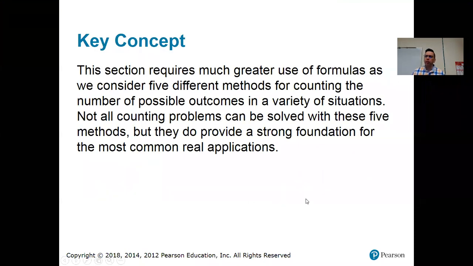This section requires much greater use of formulas as we consider 5 different methods for counting the number of possible outcomes in a variety of situations. And I'm going to revise that a little bit. We are not necessarily going to have to use the formulas a whole lot because many of them are built into the calculator. So if you want to use the formula that's built into the calculator, that's just fine.